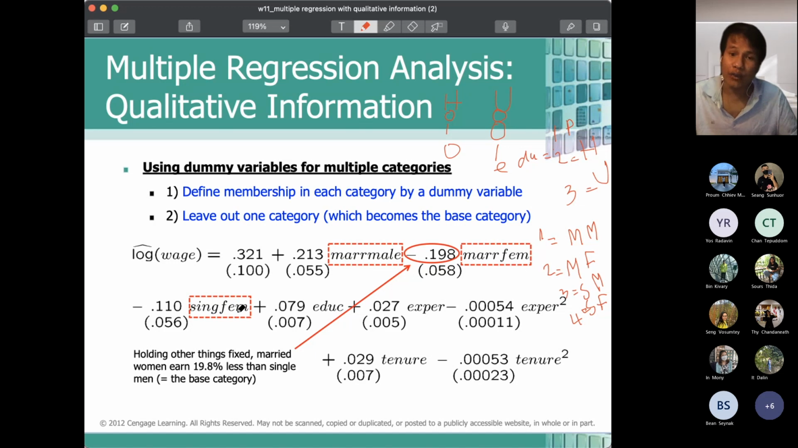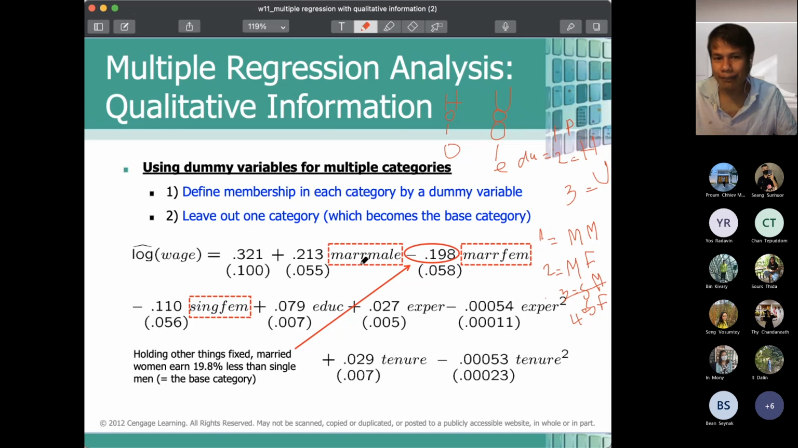It means that a variable with these 4 categories, they leave out single male. They leave out single male. This one, they leave out. So that when they run the regressions, they will interpret these 3 dummy variables and compare it with single male. All right. For instance, wage. All right. You may find that married male earn 21% higher than single male.